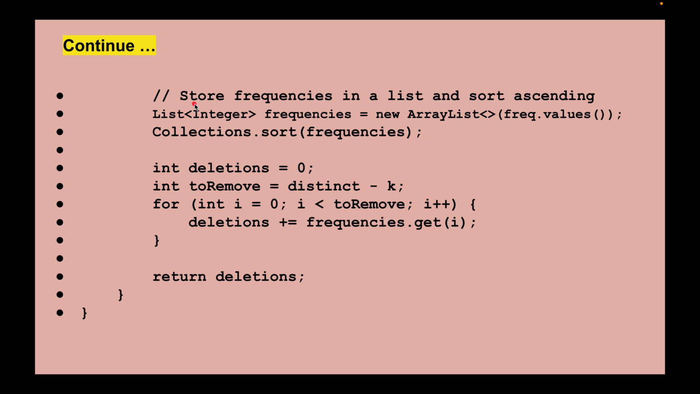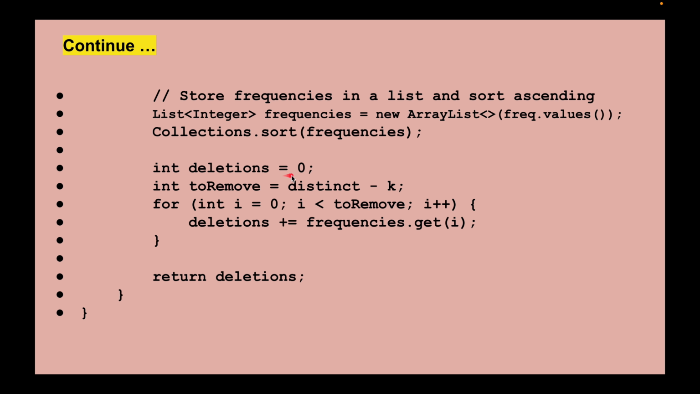Otherwise, we'll store the frequencies in a list and then sort. How? The frequency list we can get by taking frequency.values, as I told you. So a list of integer will take the frequency values, or you can directly convert it. Then we do Collections.sort, and you will get the sorting. By default it will do ascending order.